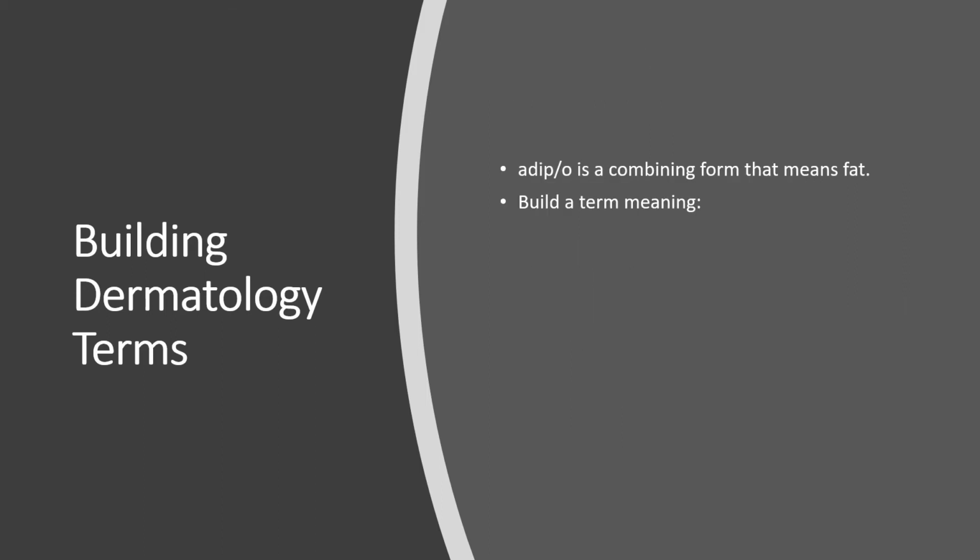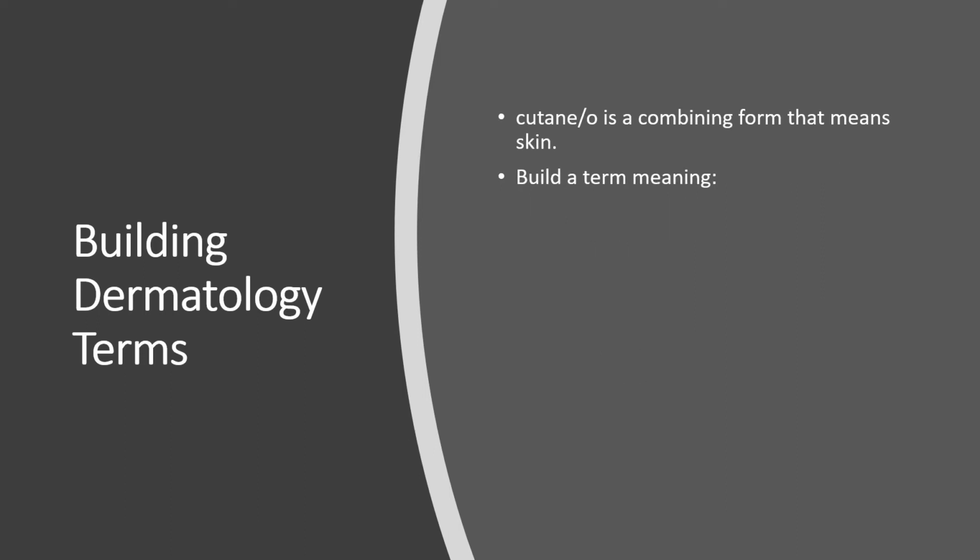On the next page, adipo is a combining form that means fat. We're going to build a term that means pertaining to fat. So you take the root word and add a suffix to it. Adipose. We're going to create a word that means fat cell. Adipocyte. And a word that means tumor made of fat. Adipoma. How did you do? I might be going too fast, so please pause the slide, fill in the answers on your own, and then see how you did.